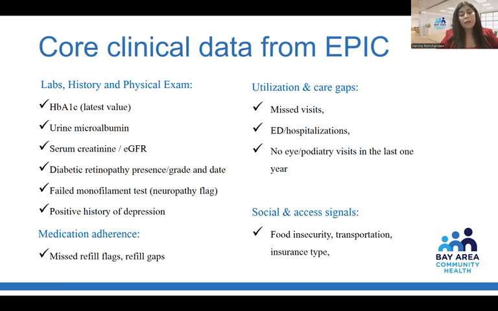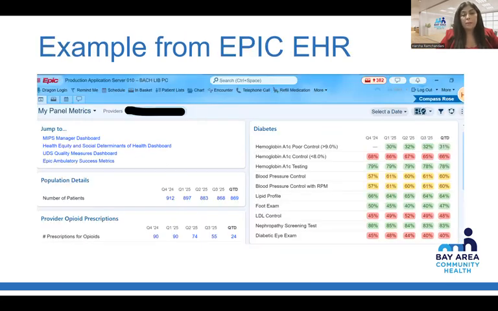And then the last but not the least important part here is the social determinants of health. For example, if a patient does not have access to healthy food, we know it's going to affect their diabetes. If they do not have transportation, they're not going to end up coming to the doctor's office. And if they're uninsured, it causes increased complications. So we will combine all of these data together to come up with the points.